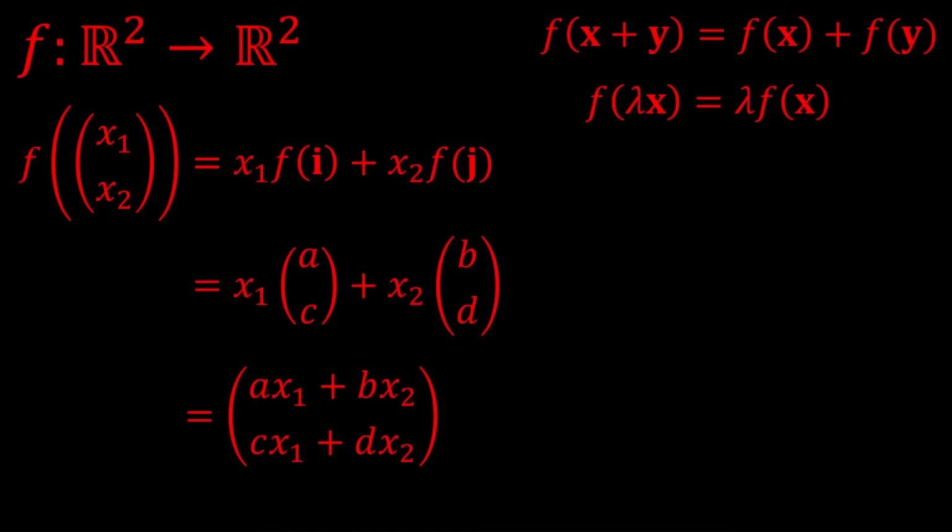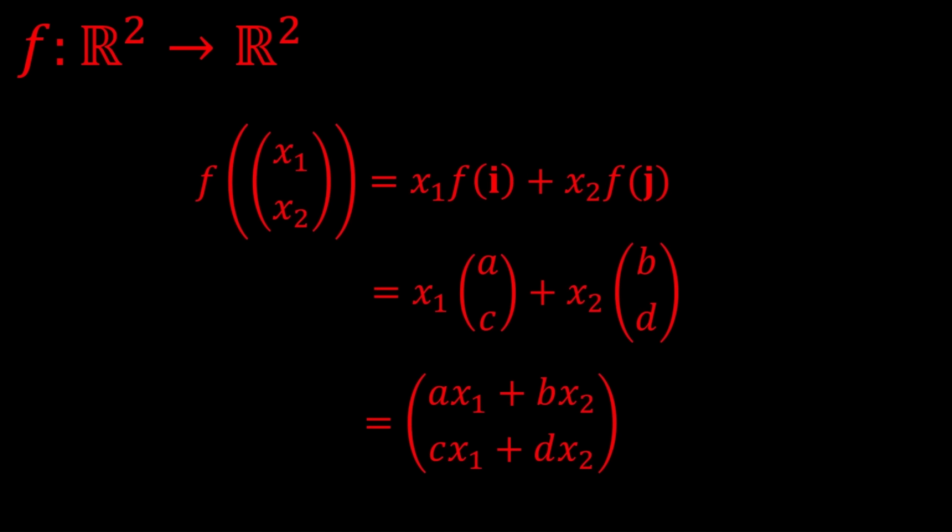Notice something. This function depends only on these four numbers, A, B, C, and D. Once we know those numbers, we can compute the output for any input. So these numbers are the most important part of the function. They literally define it. Look at what just happened. Each entry of the output is just x1 times something plus x2 times something. And that something is just a number.